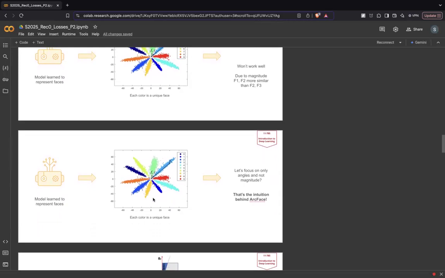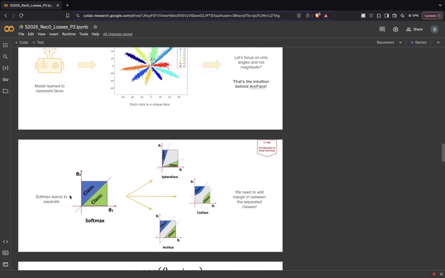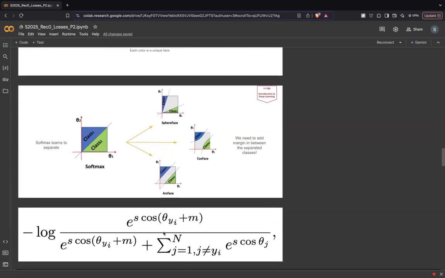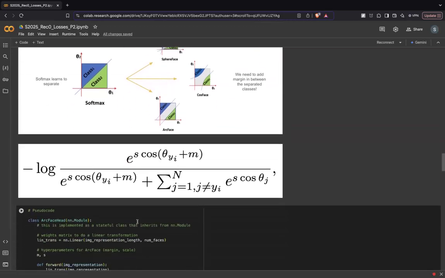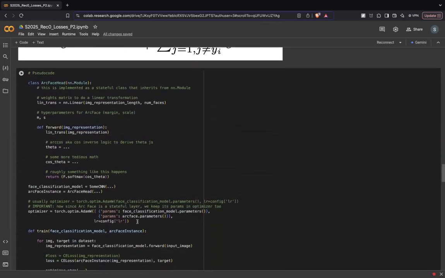Well, that's the intuition behind margin-based losses, ArcFace being one of them. So softmax just learns to separate the two classes, have a boundary between them. And since we are looking at the angle between two vectors of these classes, we would gain by having a large margin of separation between the two classes as well. This is what margin-based losses do, with a very convoluted formula here, but don't worry, you will be able to implement it during the homework assignment.